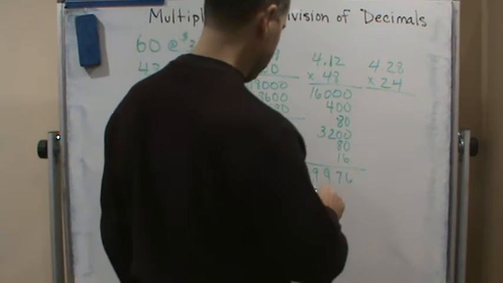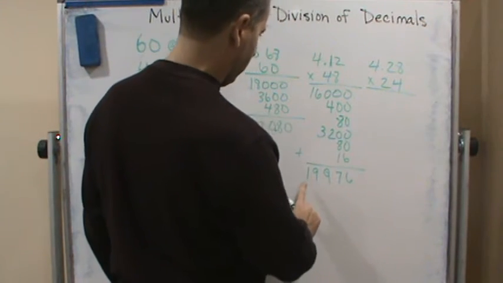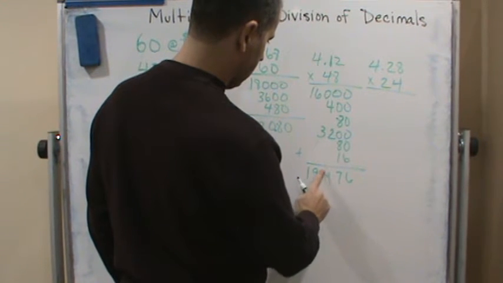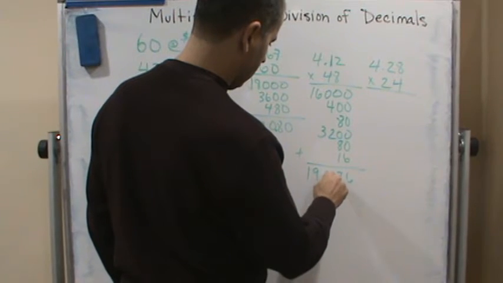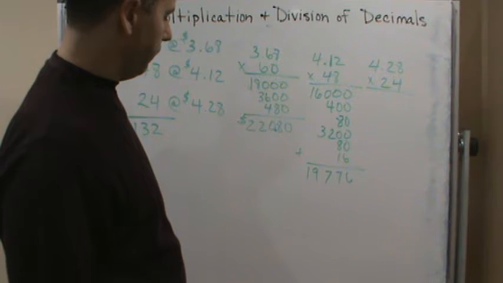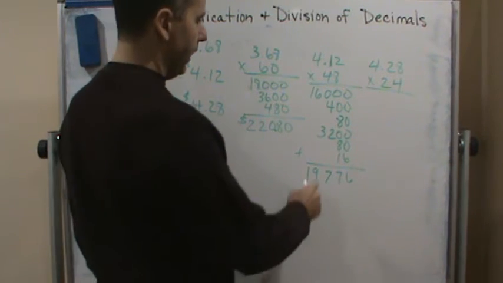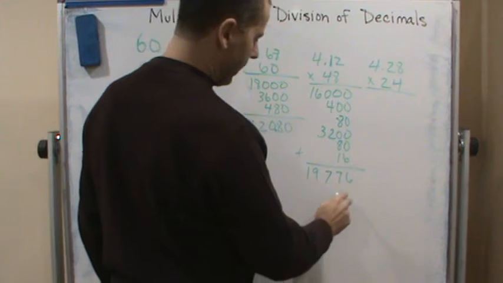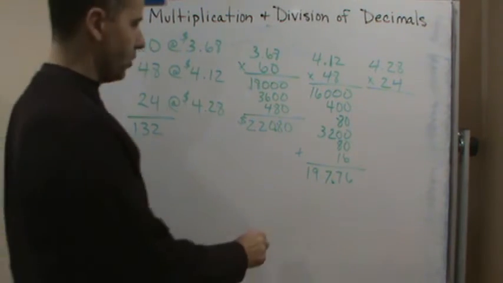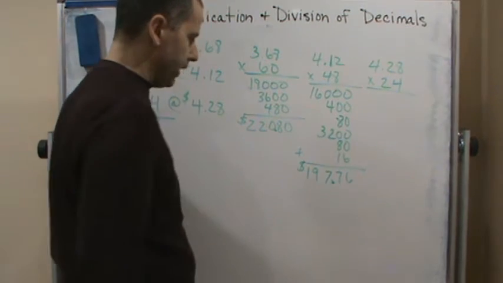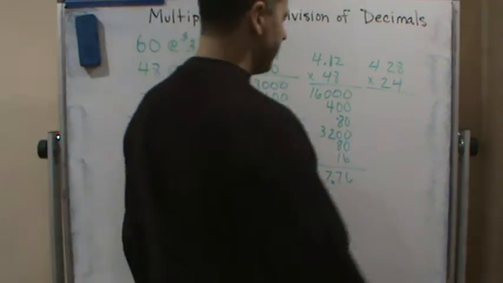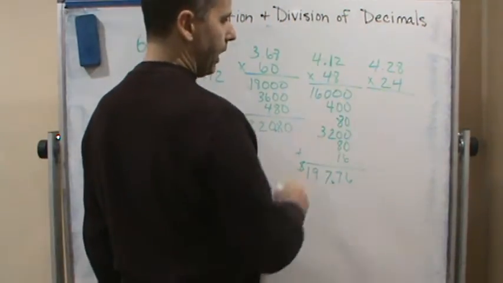Oops, hold on. So no, 197.76. So again, two digits to the right, so I'm going to put my decimal point there. And so the second order was $197.76. And now the last one is going to be 24 times $4.28.